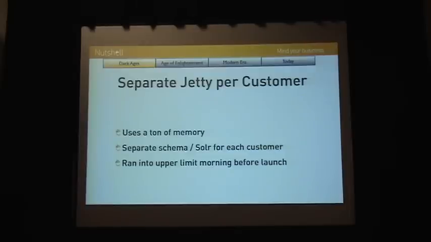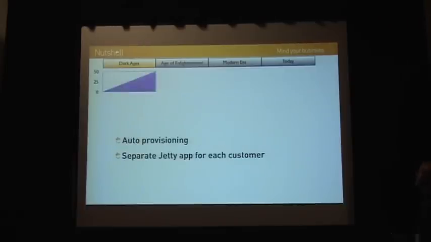A downside to it was it used a ton of memory. It had a separate schema for each Solr user, but it was the morning before the launch that we realized that this thing was not going to scale. Has anyone been in the situation where you're at lunchtime and you're like, oh geez, everything we thought was going to be fine, this is a really big problem, right? So the time between the Dark Ages and the Age of Enlightenment was shrunk very small out of necessity. It was probably overnight.